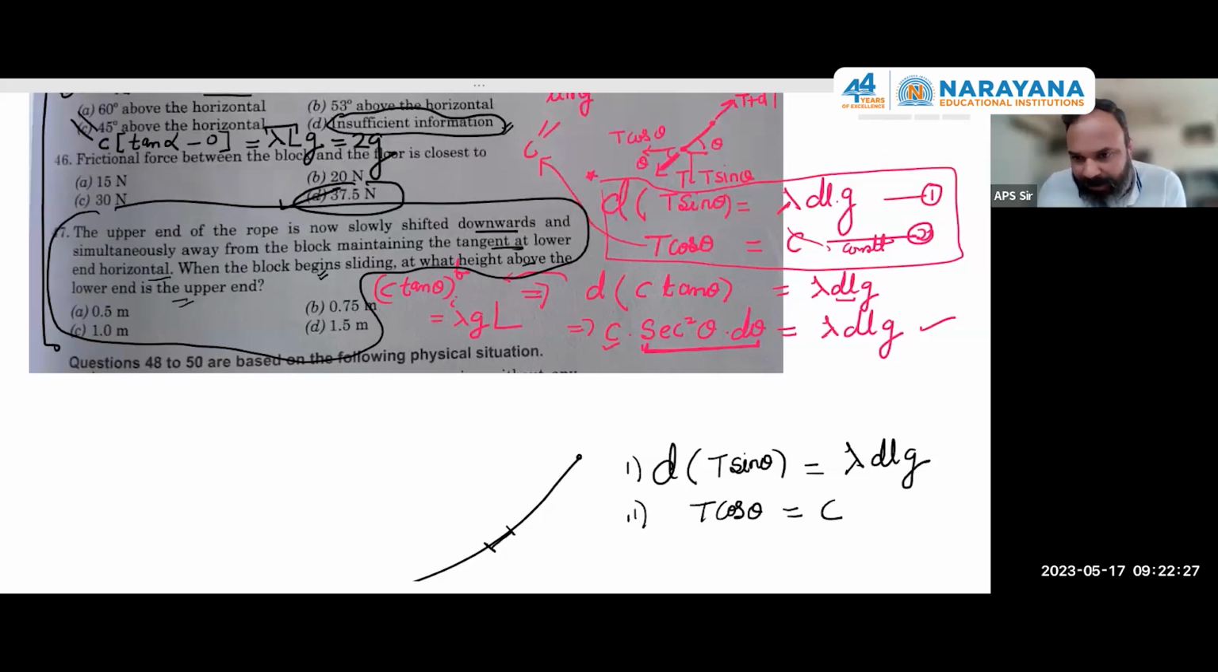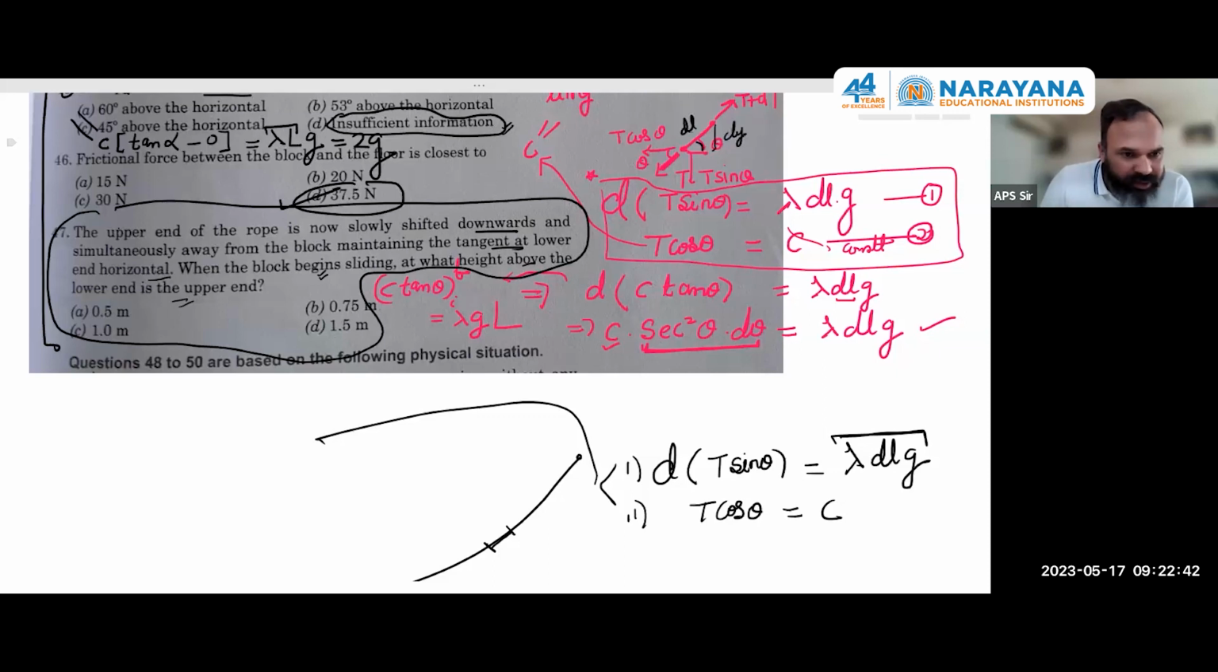That value is C. Now use this equation in a different way. I'll take care of this dl now. Because I know that theta here is known, dl sine theta can be written as a dy term. So I'll write this equation as d of T sine theta, where T I'll write as C tan theta, and then equal to lambda g dl. I want to find the value of dl, so that dl sine theta is dy. So this is dy upon sine theta.